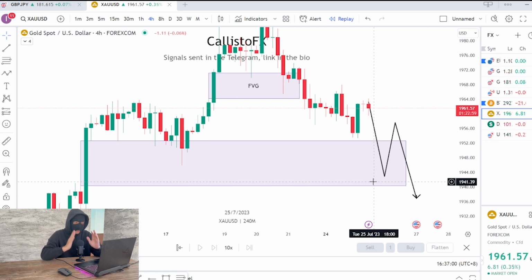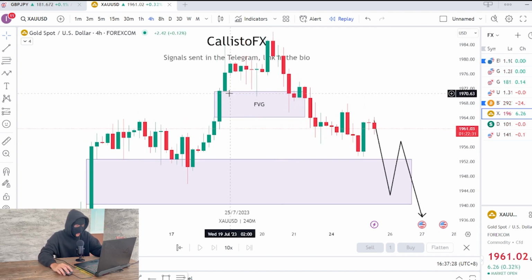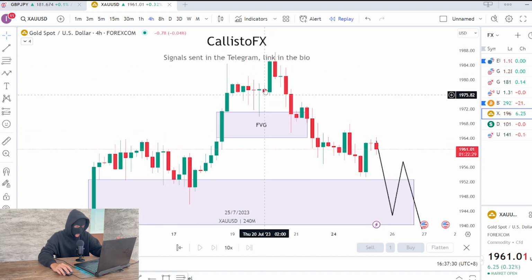Just note that in summary, what I'm saying over here is that fair value gaps, number 1, are created during an impulse move. Number 2, you can use these areas as areas of take profit, and number 3, you can use these areas to look for entries. So once price dips into the fair value gap, you can look for a potential shift towards the upside or downside, depending on which direction the market is.